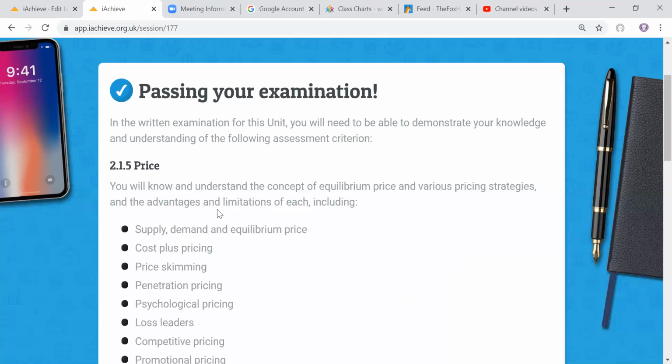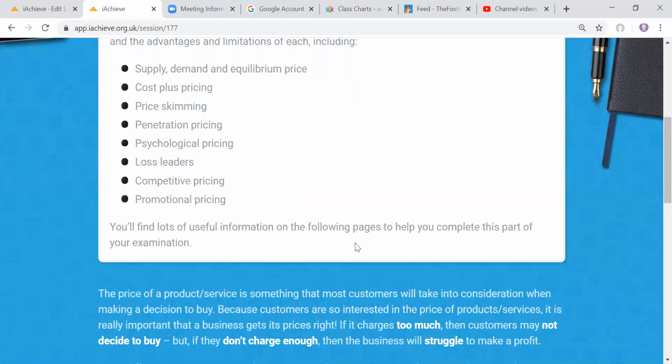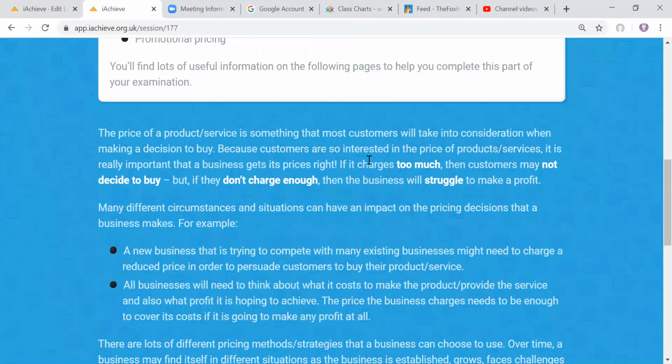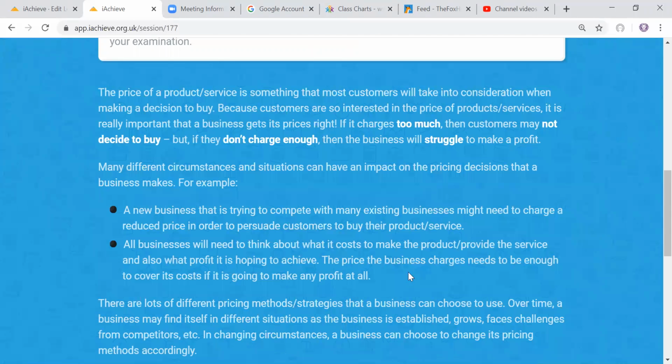We're going to look at supply and demand and how this impacts what we refer to as the equilibrium price. We're going to be looking at various pricing strategies that a company may employ. You will be able to follow along with me if you would like by looking in iAchieve, starting on iAchieve Unit 1, Session 2, page 10.